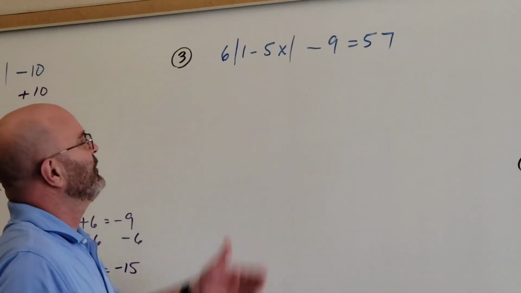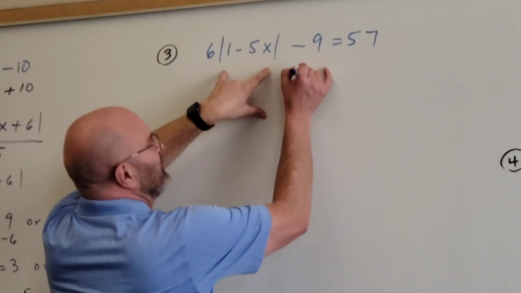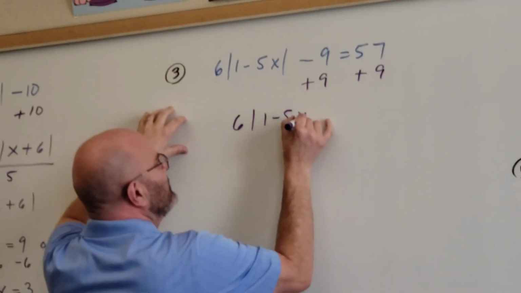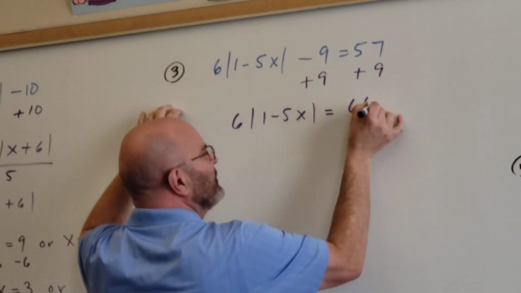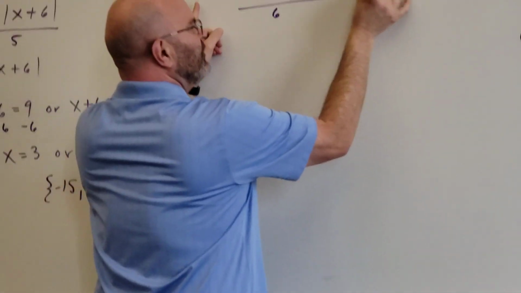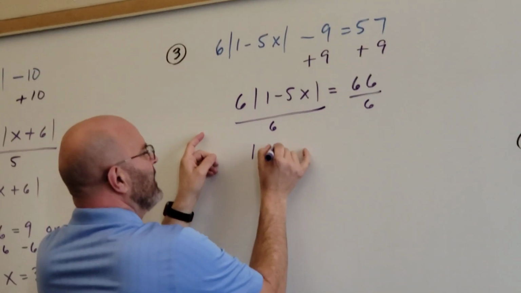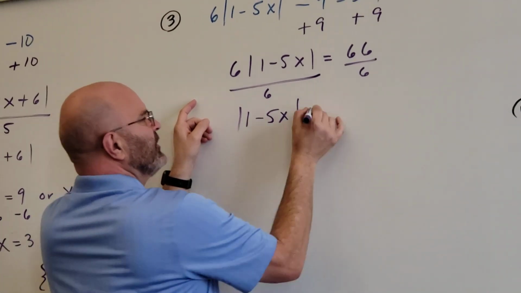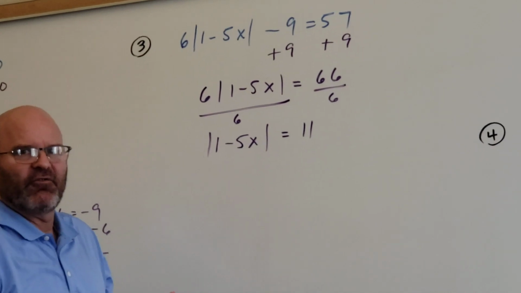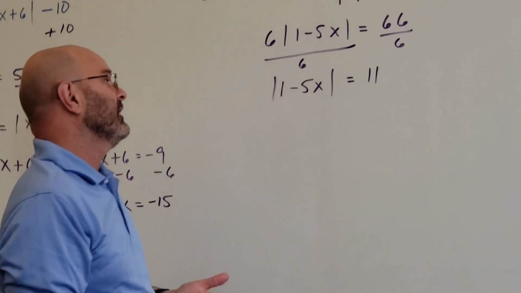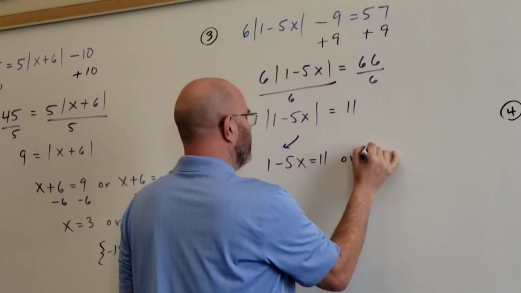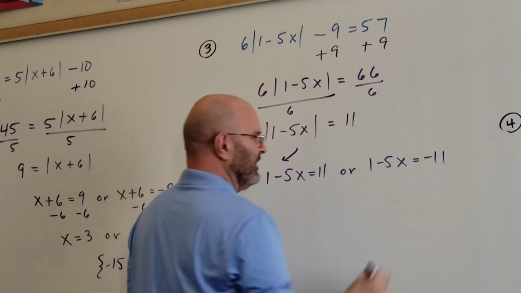Okay, 2 more. Same thing as before. To get the absolute value by itself, I'm going to add 9 to both sides. We have a 6, and then an absolute value. And on the right, I think we have 66. So to get the absolute value by itself, we're getting rid of that 6 through division. Just like the 2 problems we did, 1 minus 5x in absolute value still equaling positive 11. This looks like a problem that's going to end up being fractions, but I don't know that yet. I'm switching to 2 equations: 1 minus 5x equals 11, or 1 minus 5x equals negative 11.